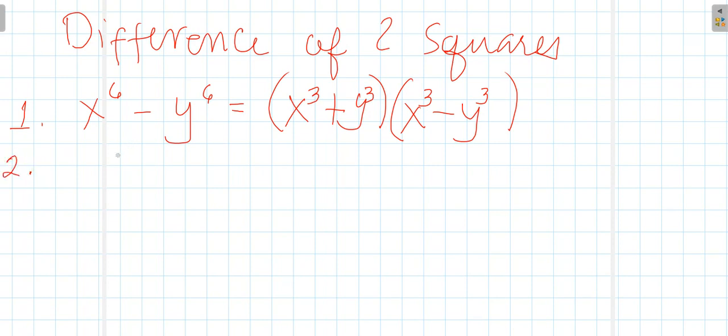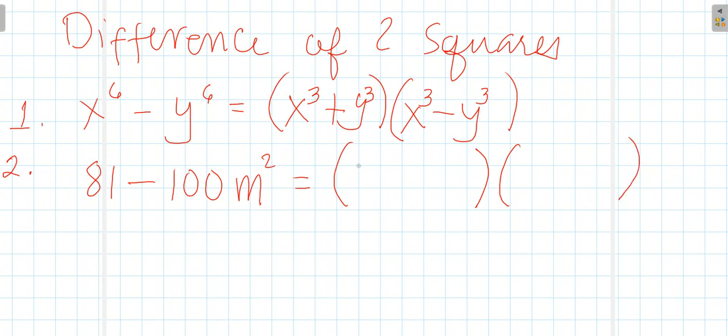Okay, next. How about this? Okay, so how do we get the factor? We have the square root of 81 is 9, and the square root of 100 is 10, then 9n plus 10m. So this is the factor.